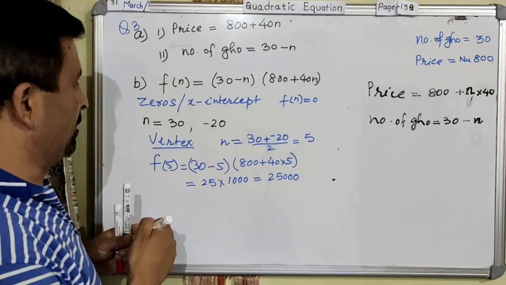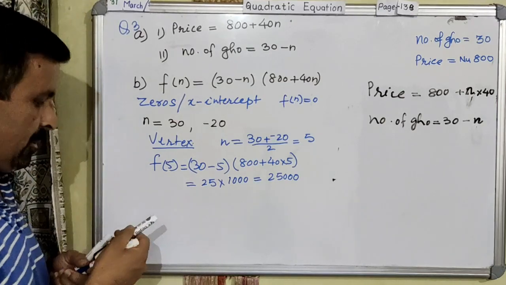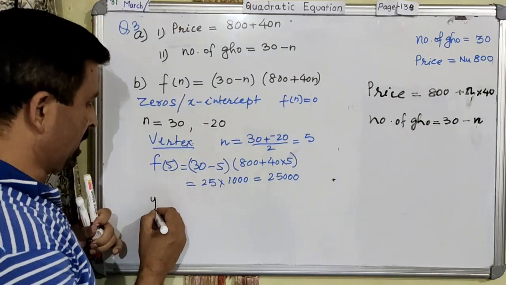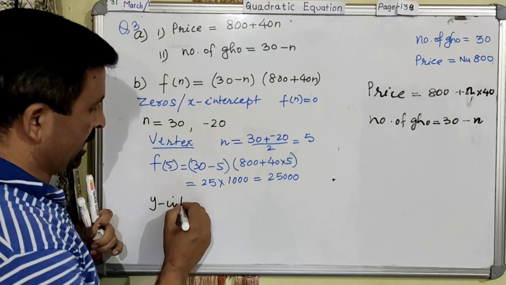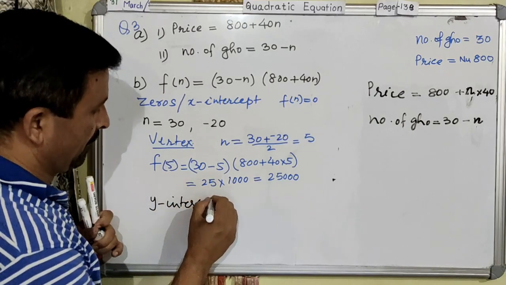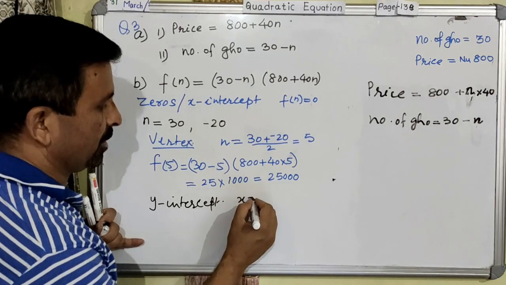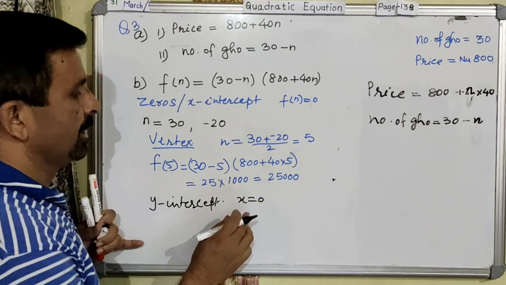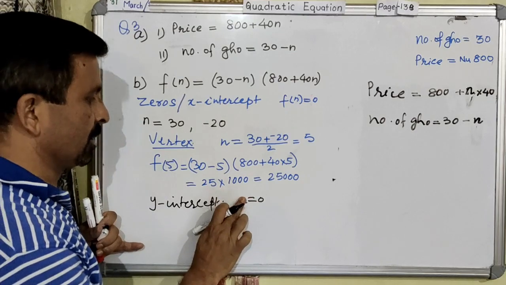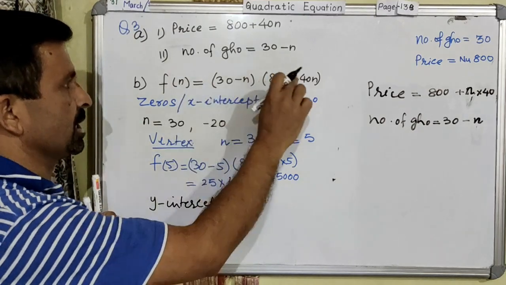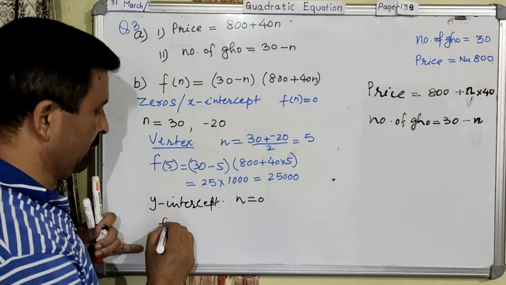Now, after you have calculated your vertex, the next thing we are going to calculate is the y-intercept. Y-intercept, how do you calculate? By assuming x to be equal to 0. Right? Now put the value of n equal to 0. This n will be substituted in the original equation. You will get the value of y.